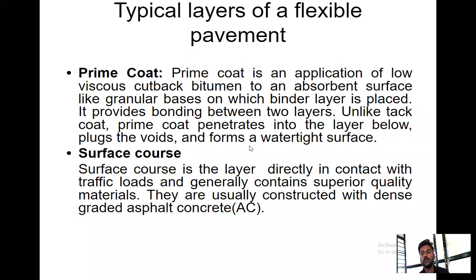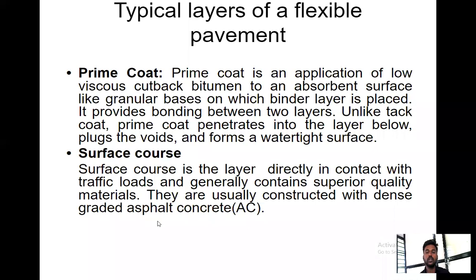It provides the bonding between the two layers. Here also the prime coat is used for providing the binding property between the two layers. Unlike tack coat, prime coat penetrates into the layer below, plugs the voids and forms the watertight surface. It also helps to provide the watertight surface layer.